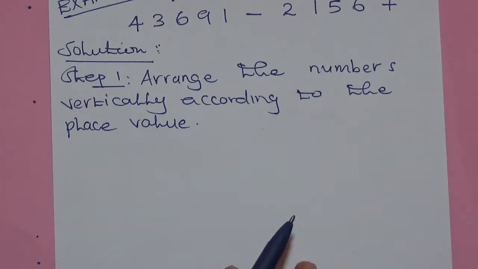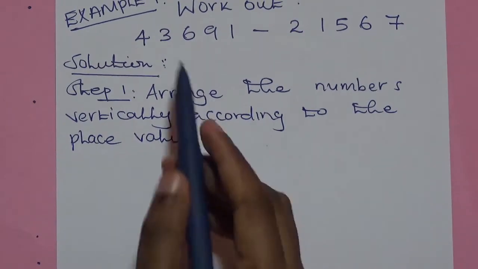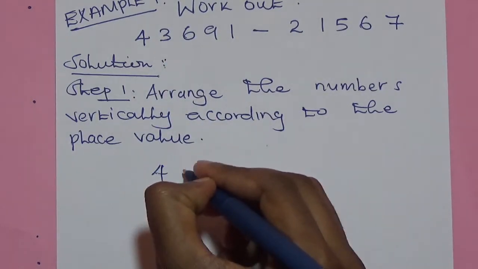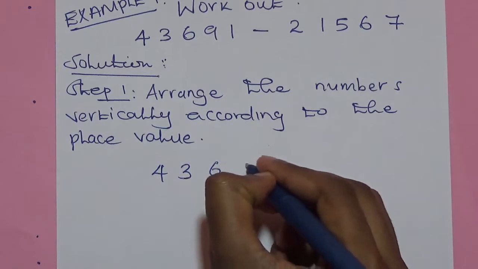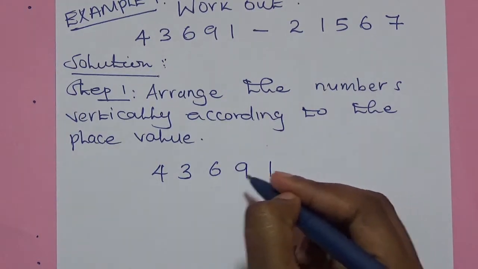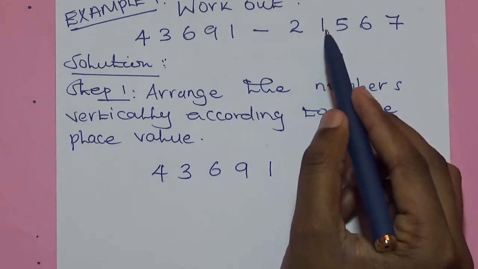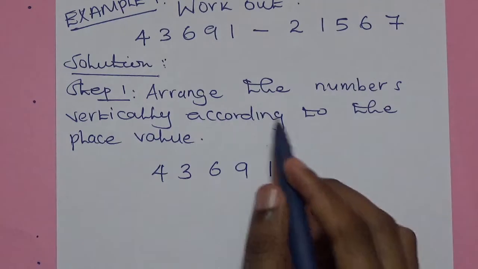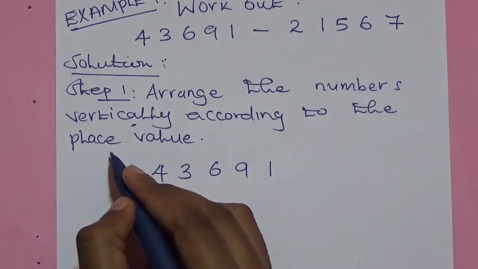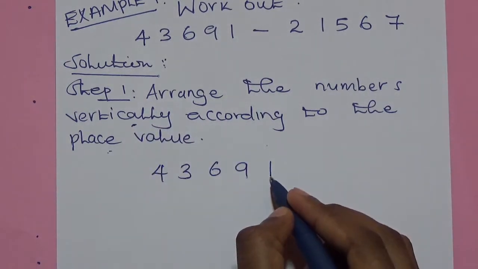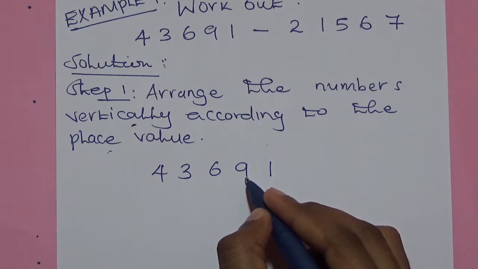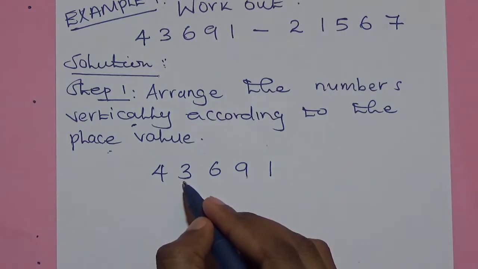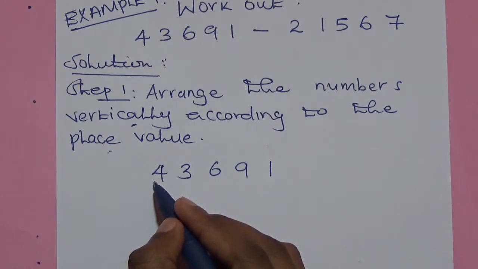So let us write down the first number. The first number is 43,691. Now, the second number is 21,567. We need to rearrange these numbers vertically according to their place value. 1 represents ones, 9 represents tens, 6 represents hundreds, 3 represents thousands, and 4 represents tens of thousands.